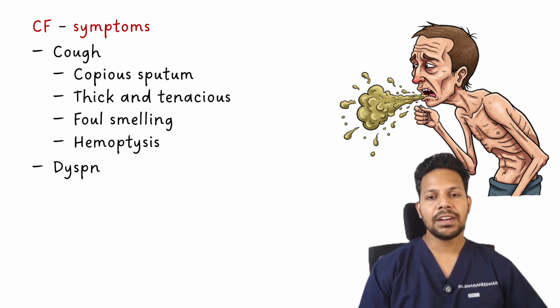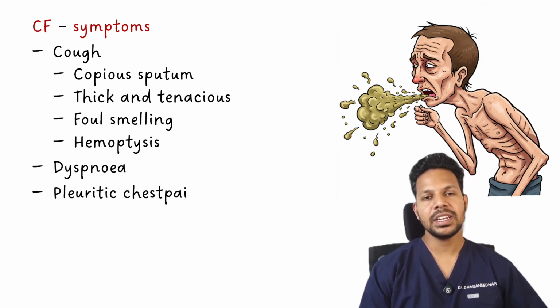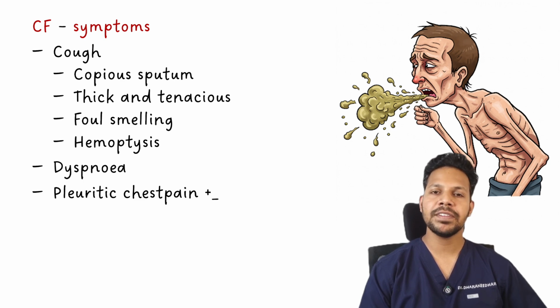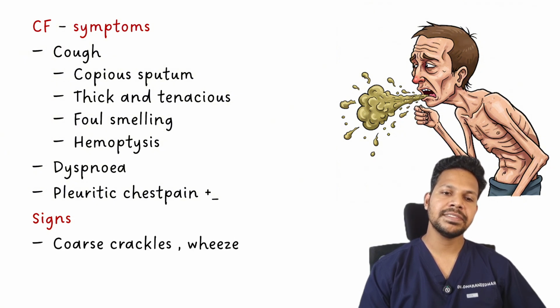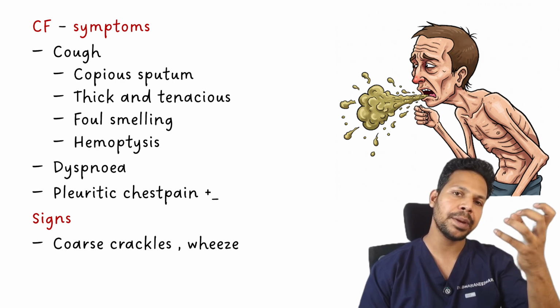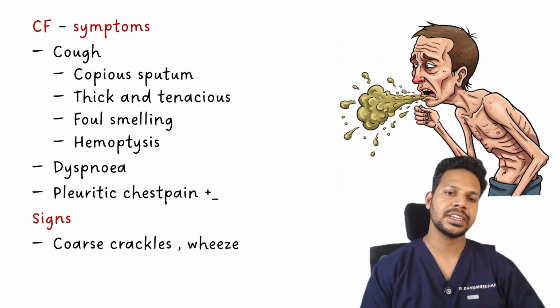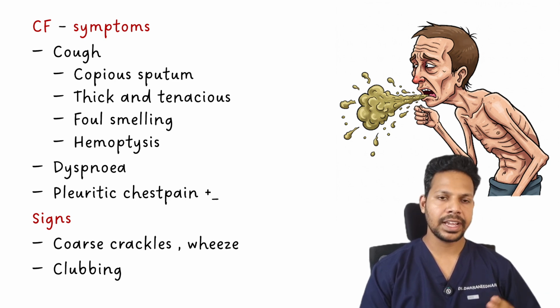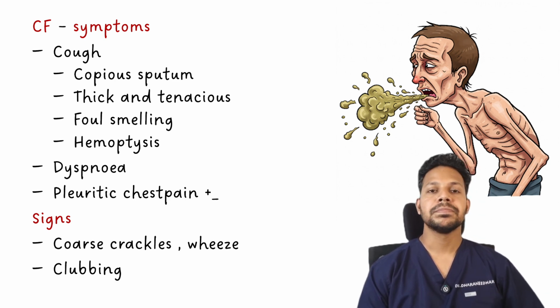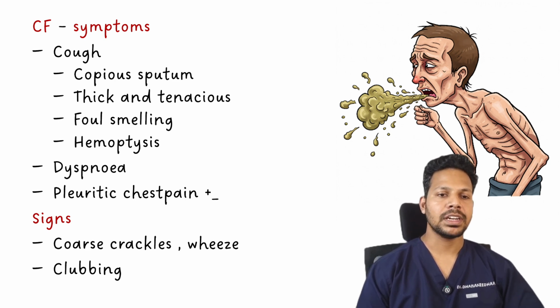Then the patient will have dyspnea. Pleuritic chest pain may or may not be seen. It can be seen only when it is underlying the pleura. Then on examination, on auscultation, you will find coarse crackles and wheezing because of the small airway obstruction, and coarse crackles is because of the air bubbling in and out of the thick tenacious secretions. And clubbing can be seen in all the suppurative lung diseases like lung abscess, bronchiectasis as well.